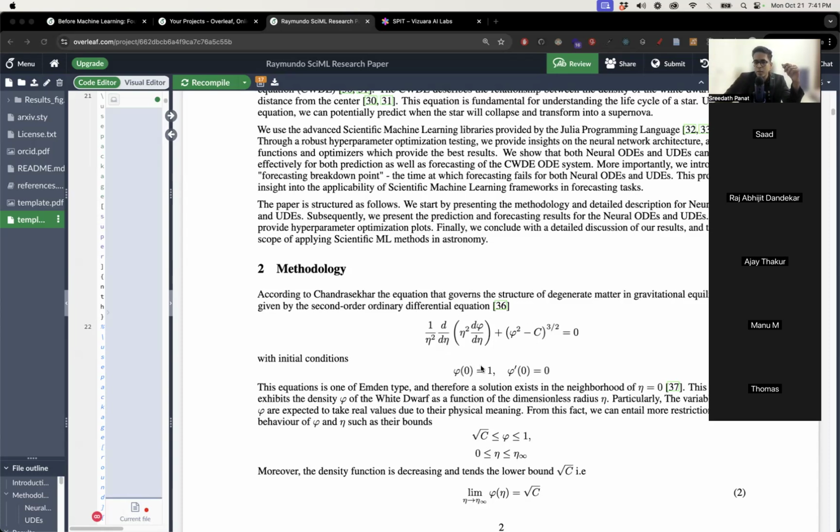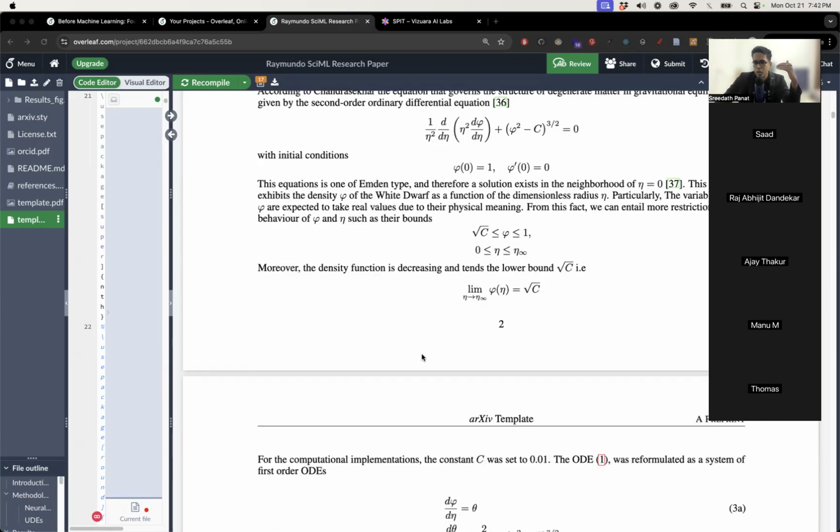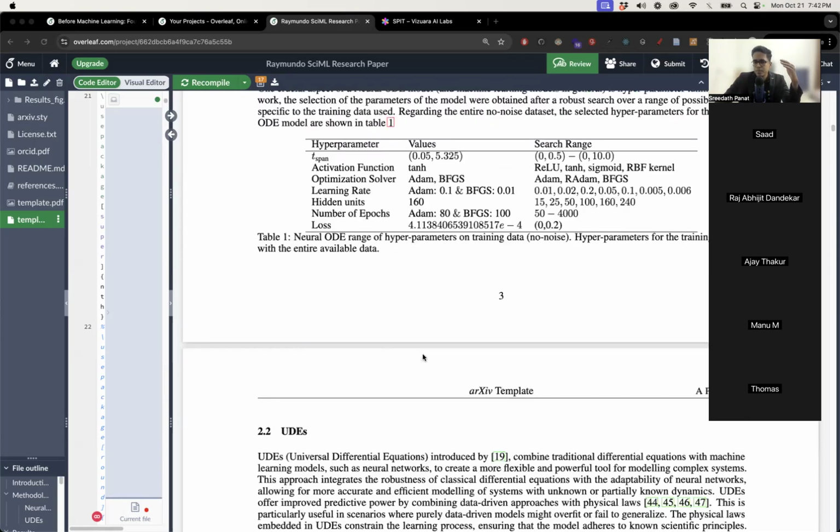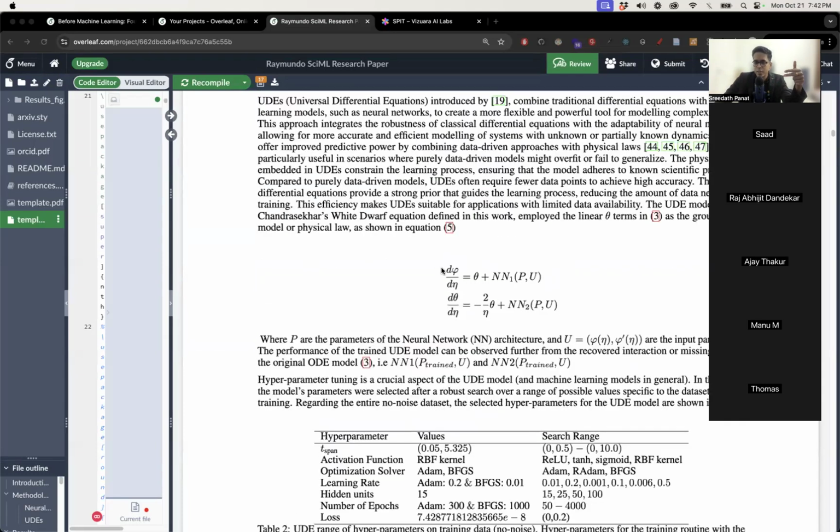And this differential equation we worked on, what we did was we implemented two frameworks from scientific machine learning, UDE and neural ODE. UDE for universal differential equation. And here, as you can see, we did not replace the entire differential equation with a neural network. We retain certain terms, but only a few terms we replace. So just look at this NN2, this neural network 2.